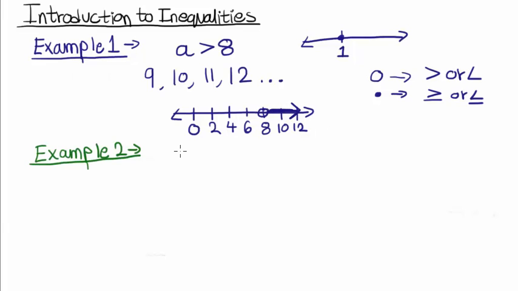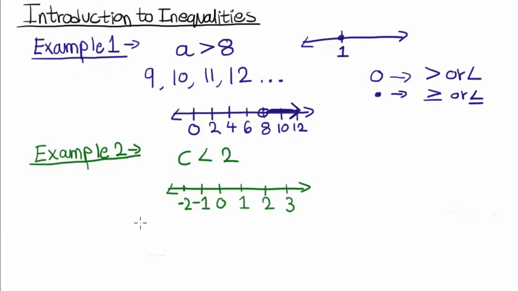Let's say you wanted to graph the inequality c is less than 2. So the first thing that we really need to do is draw the number line. The next thing that I really need to do is figure out if I'd have a closed dot or an open dot on top of the number 2. In this case, I will have an open dot because there is no dash below the inequality sign.